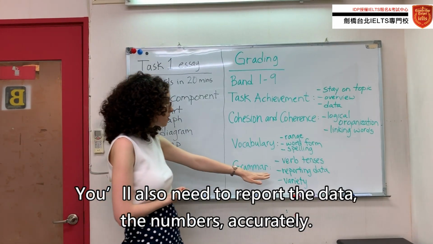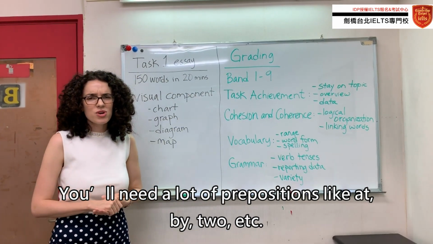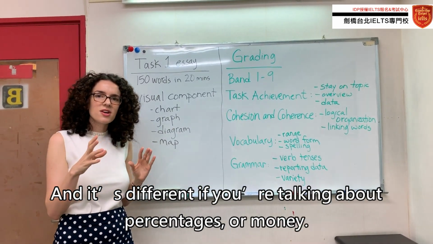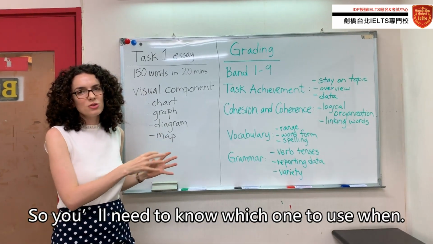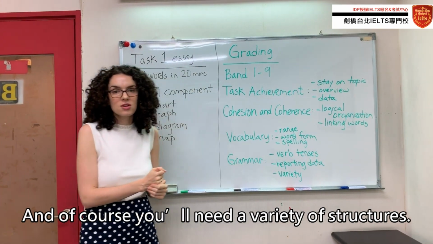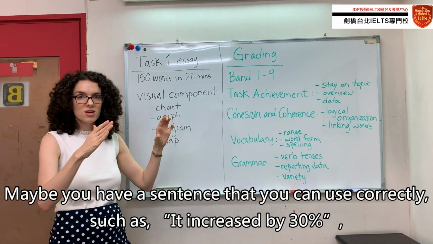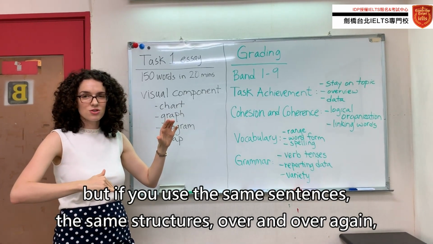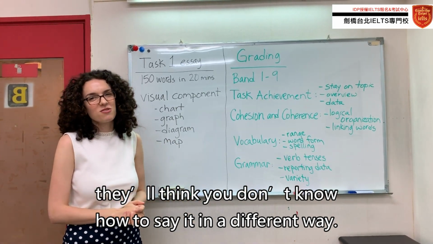important. You'll also need to know how to report the data, the numbers, accurately. You'll need a lot of prepositions like at, by, to, etc. And it's different if you're talking about percentages or money, so you'll need to know which one to use when. And of course, you'll need a variety of structures. So maybe you have a sentence that you can use correctly, such as it increased by 30%, but if you use the same sentences, the same structures over and over again, then they think, oh, they don't know how to say it in a different way.